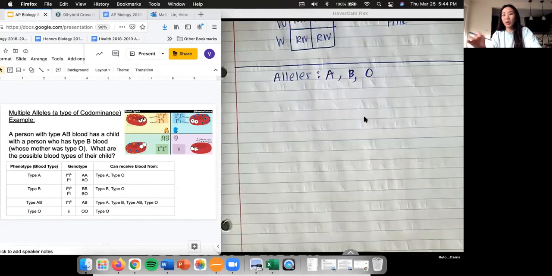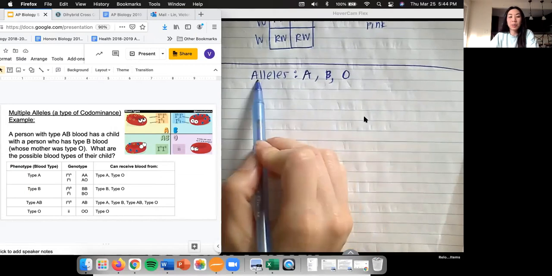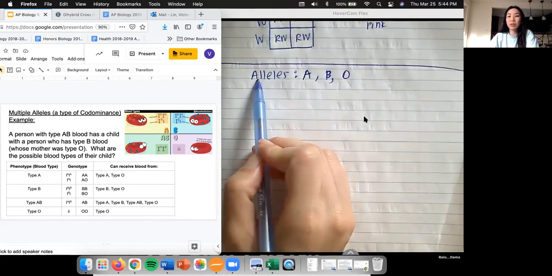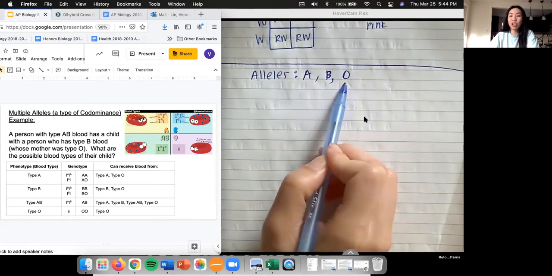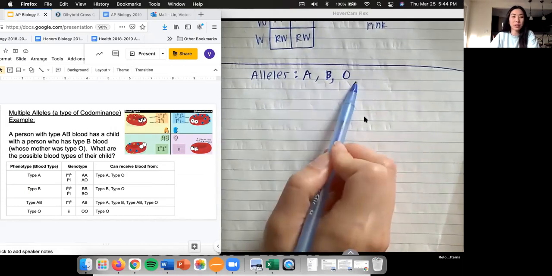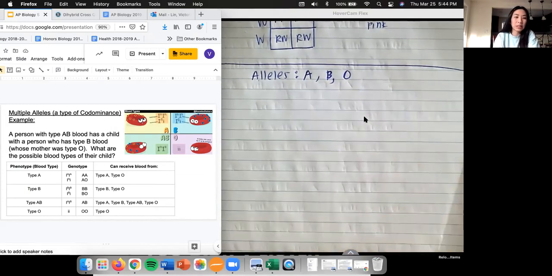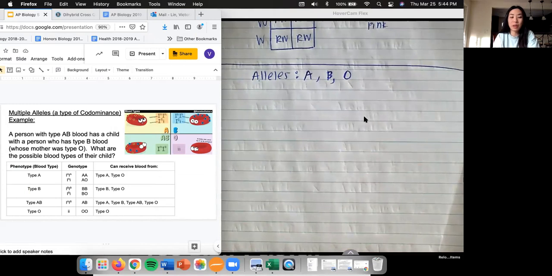Okay, so this is what I wrote earlier. The alleles for blood type, multiple alleles. So the three alleles are A, B, and O. So the genotypes are going to be a combination of these three letters. Okay, so the question says a person with type AB blood has a child with a person who has type B blood, whose mother was type O. What are the possible blood types of their child?